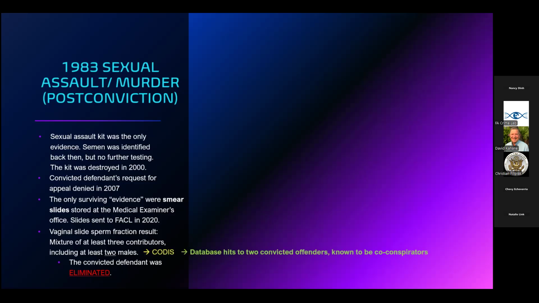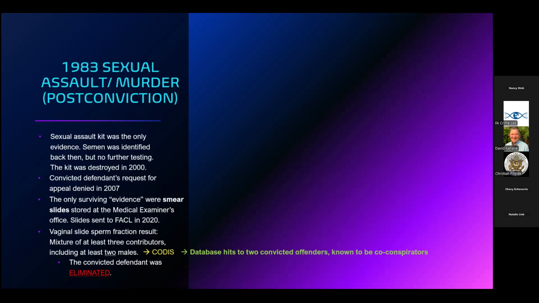It ends up hitting to 2 people, 2 convicted offenders actually, who were currently serving life prison sentences for other crimes. They were known to be co-conspirators. We later get reference samples from these 2 individuals, and they were confirmed to be the contributors to her vaginal sample. So just in my own research about these people, I learned that these 2 suspects went on a killing spree back in 1983. 1 month before this victim's murder, both suspects raped and murdered another woman from the same area. And that case was actually recently solved with DNA.